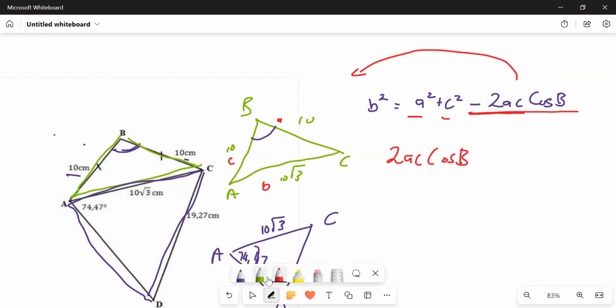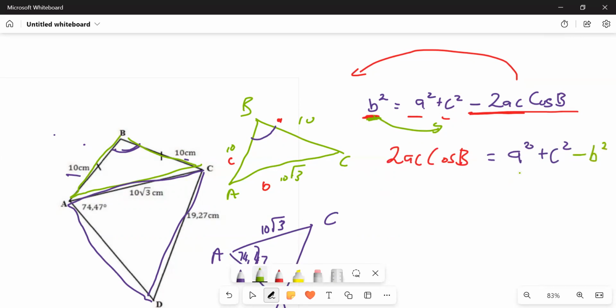At the same time, we see this b squared is positive. If we take it to the other side, it's going to become negative. Then we're going to have a squared plus c squared, and then we take b squared to the other side. It becomes minus b squared.